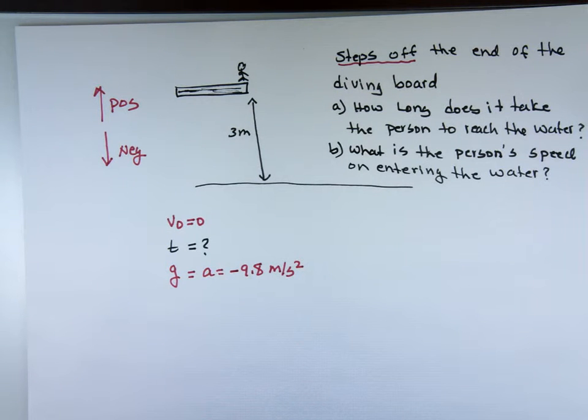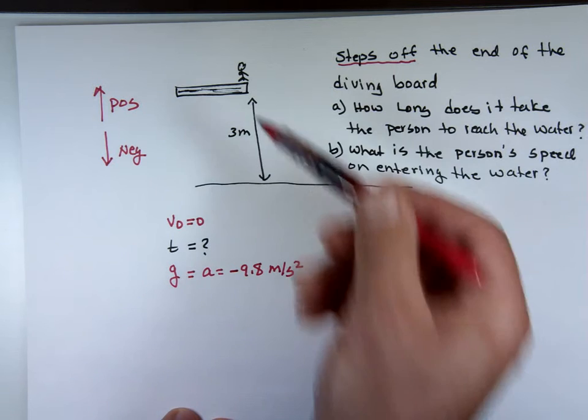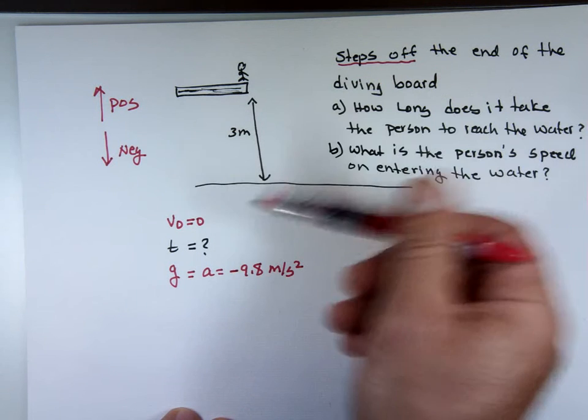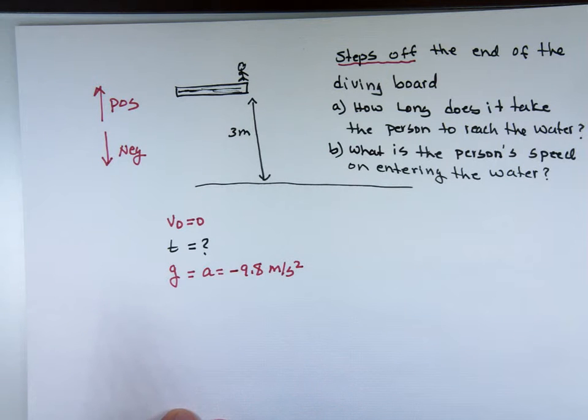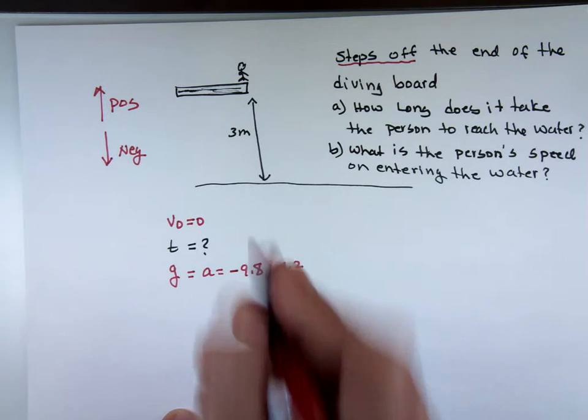The height. Okay, the height. That becomes important. What are you going to measure the height from? Are you going to use the diving board as reference or the water as reference? It doesn't make a difference. You pick one of them. The water. Do you want to use the water as reference?